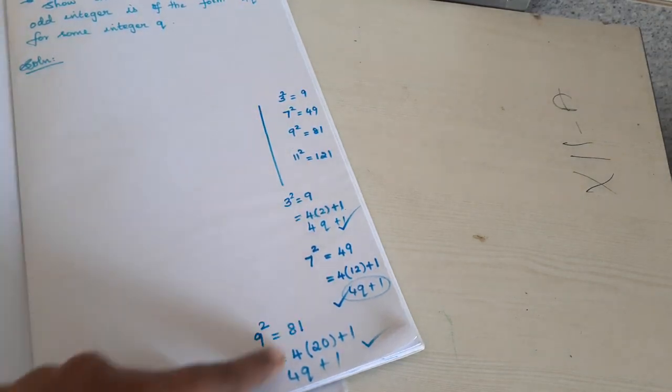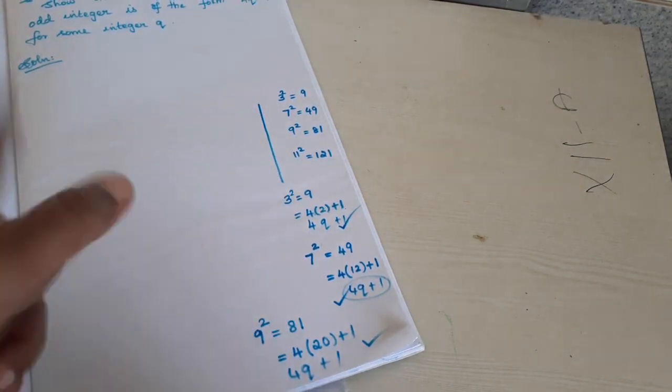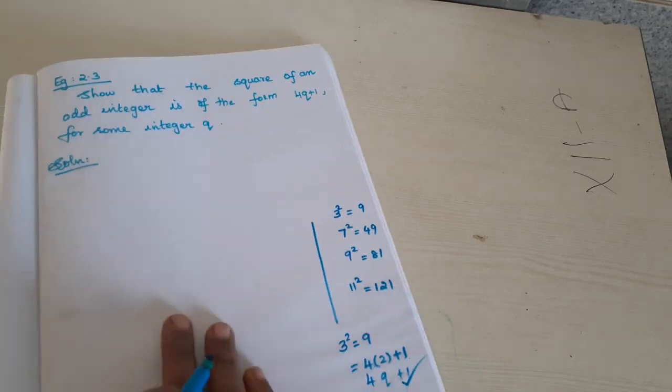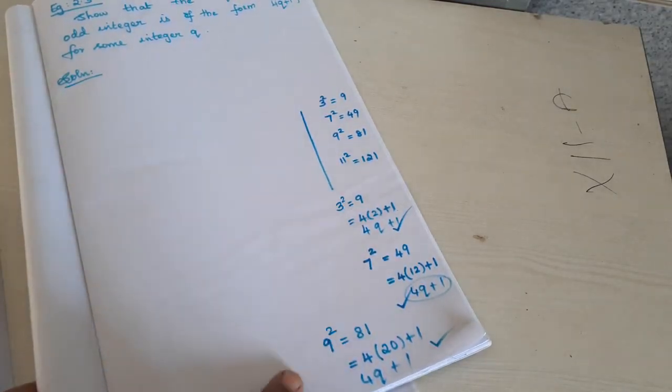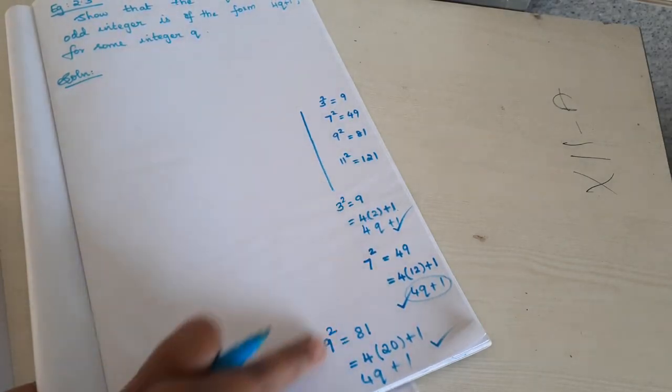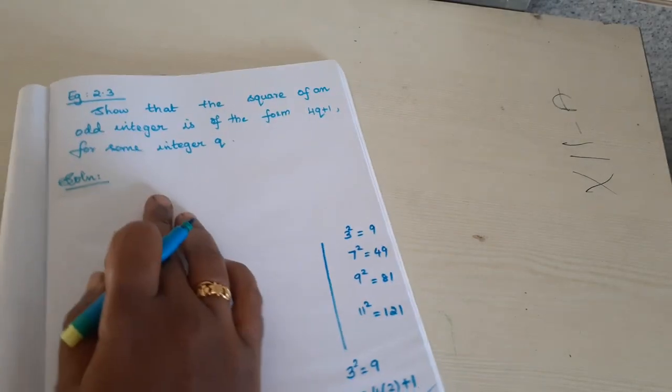So for these numbers it works correctly, but we need to prove it in the general form, not for given numbers. This is for your understanding. No need to write this as the final answer. This is only for understanding that I explained. So now just come to the concept.